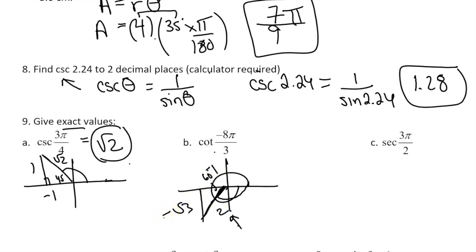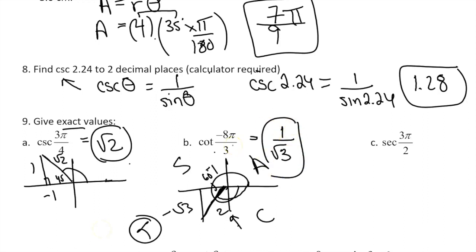Cotangent is going to be the reciprocal of tan. So if tan is opposite over adjacent, we have adjacent over opposite. So adjacent over opposite would look something like that. And we know that we're in the tan quadrant. So that means both tan and cotan would be positive right there. So we'd get 1 over root 3.